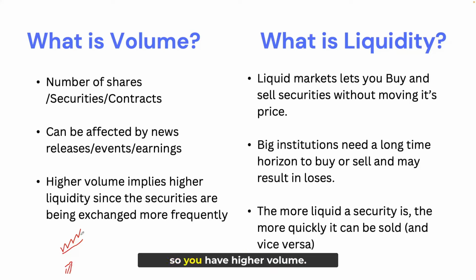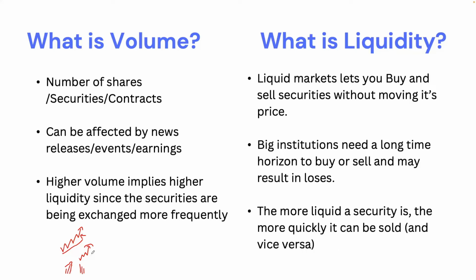Okay, so you have higher volume, it means that higher prices are attracting more buyers as well, and the price is moving higher. On the other hand, if you have the volume decreasing and making lower lows as price is moving upwards, it means that there's a loss of momentum and a reversal is imminent.